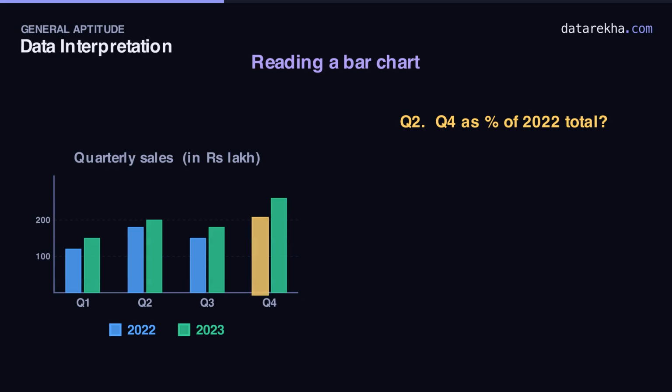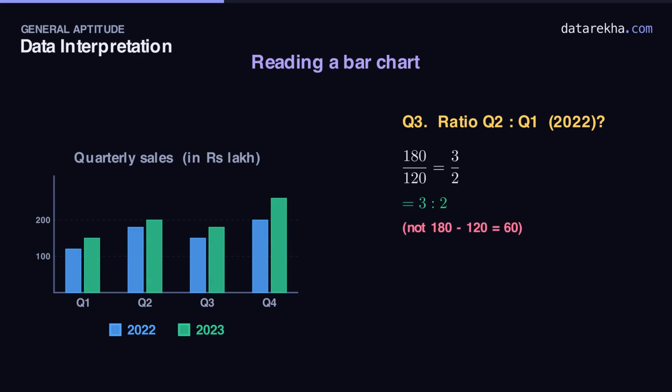What percentage of the year fell in the fourth quarter? Part over whole. 200 over the annual 650 times 100. That's about 30.8%. Call it 31. The ratio of the second quarter to the first in 2022. 180 over 120 is 3 over 2. And here's the classic slip, answering 180 minus 120, 60. That's the difference, not the ratio.